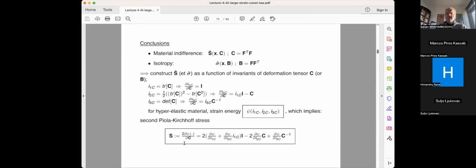So when all is said and done, we have one connection about how to write a sound constitutive model in large deformation. Elasticity, by material indifference, requires you to write the second Piola-Kirchhoff stress as a function of the right Cauchy-Green strain, which is F transpose F. And then isotropy asks that you write the true Cauchy stress as a function of the left Cauchy-Green strain, which is F times F transpose.